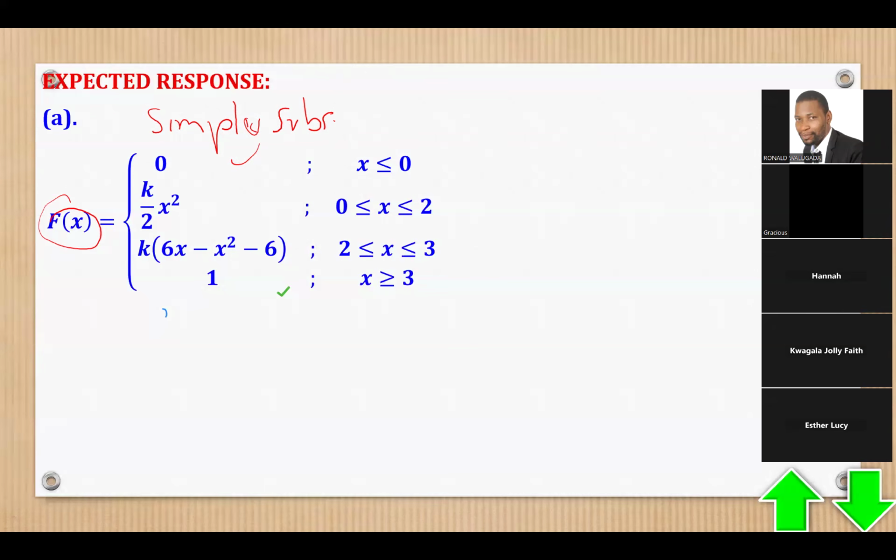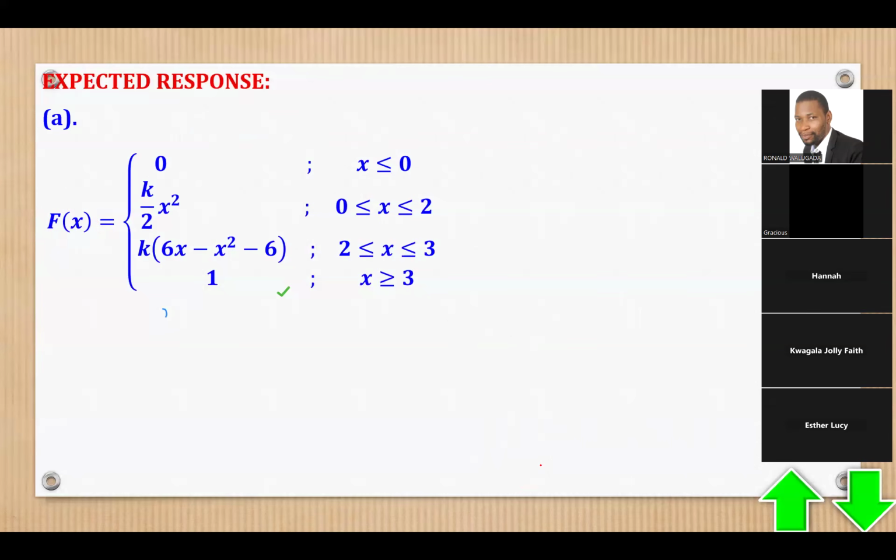Remember when they gave you small f(x) and there was some constant, they could tell you that to get the constant, you integrate f(x) and equate to 1. Okay, that was for small f(x). It is small f(x) where we integrate. For capital F(x), we never integrate. We simply substitute. Now, how are you going to substitute?